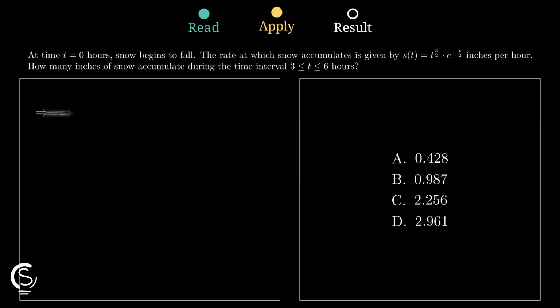Next, we set up our integral from 3 to 6 hours using the function t to the 3/2 power times e to the negative t over 2. Let's solve it.